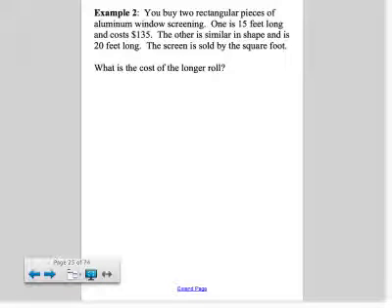You buy 2 rectangular pieces of aluminum window screening. One is 15 feet long and costs $135. The other is similar in shape and is 20 feet long. The screen is sold by the square foot. What is the cost of the longer roll? So what you need to look at here is the ratio of the sides. The ratio of the sides here is going to be 15 to 20, which reduces down to 3 to 4. So the ratio of the sides is 3 to 4.